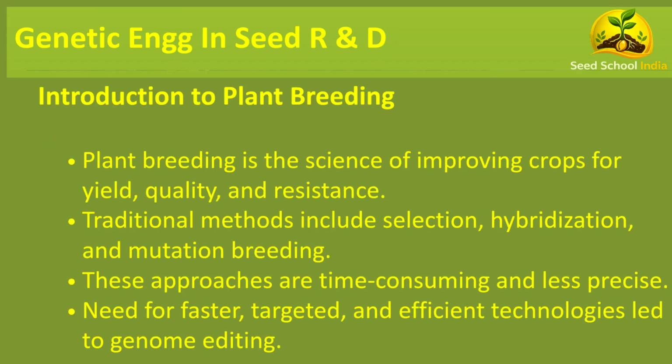Plant breeding has been a fundamental practice in agriculture for centuries, aimed at improving crop yield, quality, and resistance to pests and diseases. Traditionally, breeders relied on selection and hybridization methods, which required multiple generations and were time-consuming. Although these methods have been successful, they lack precision and depend heavily on natural genetic variation. With increasing global challenges such as climate change and population growth, there is a need for faster and more accurate breeding techniques.